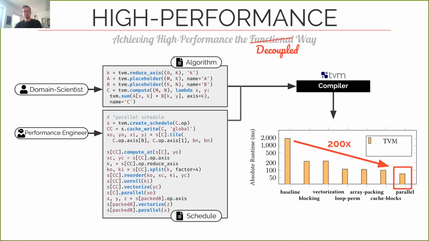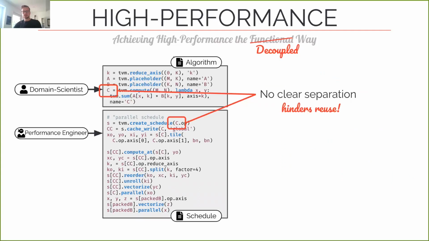So when you take a closer look at the schedule-based approach, you'll find a few problems. One of the first things you might find is that the algorithm and the schedule are not fully separated. Here, the schedule uses the same Python identifier that has been declared in the algorithm. And that simply means that both the algorithm and the schedule have to live in the same scope, and that hinders the reuse of the schedule for optimizing a different computation.